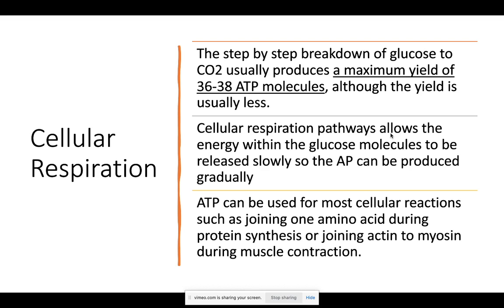ATP is also needed with muscle contraction whenever actin binds to myosin, as you'll learn if you're going to take anatomy and physiology. There's an actin myosin cross link bridge that occurs during muscle contraction, and ATP is needed.